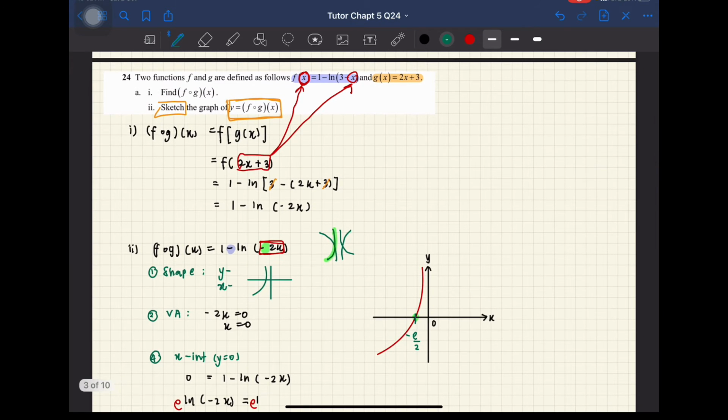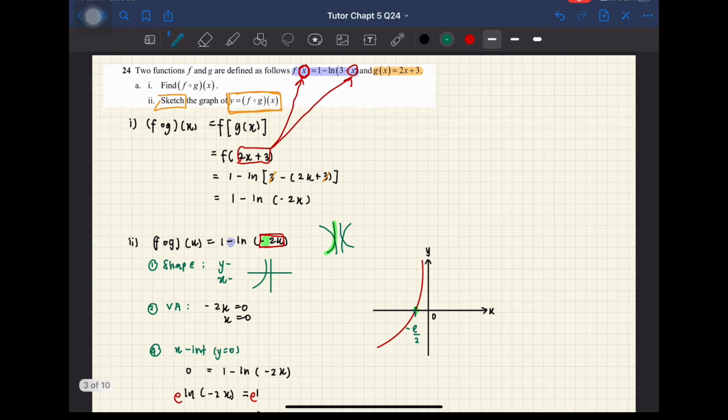Sebab soalan minta kita sketch je. Dia tak minta kita cari domain and also range pun. So settle. Okay, first part settle, second part settle. Okay, so let's move on to the part B.